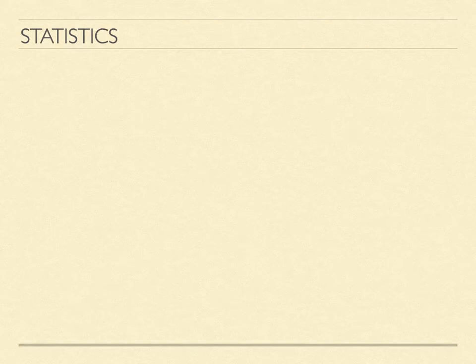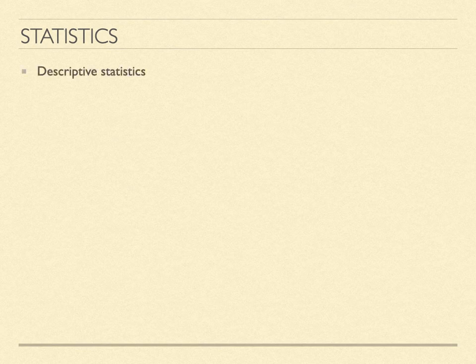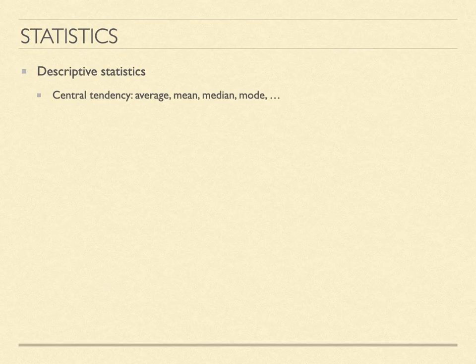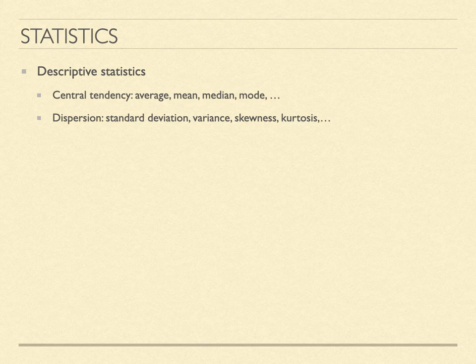We use statistics to describe and analyze our data and to draw conclusions from our work. Descriptive statistics are used to describe and characterize a set of data. The central tendency of a set of data is described by the average, or the mean, the median, or the mode. The dispersion of a data set is described by the variance, or the standard deviation, as well as things such as skewness or kurtosis. And the number of samples we obtain also makes a difference on the uncertainty of our conclusions.